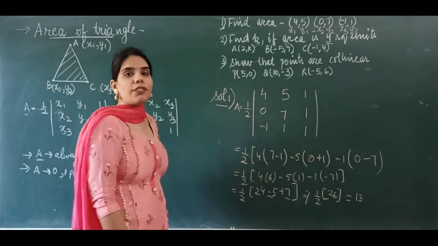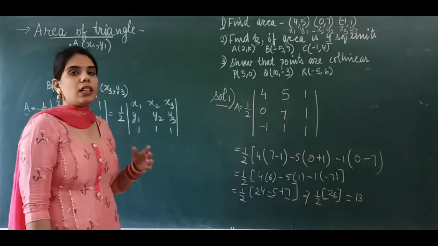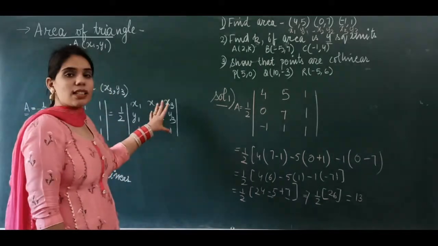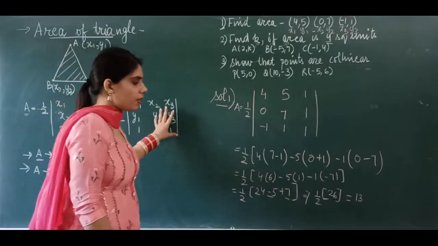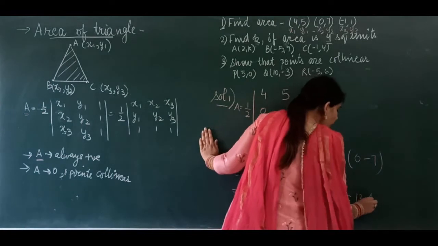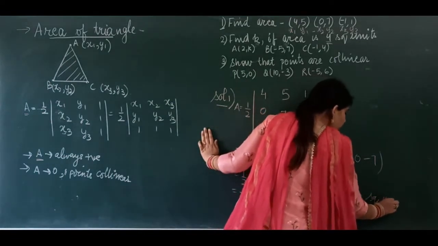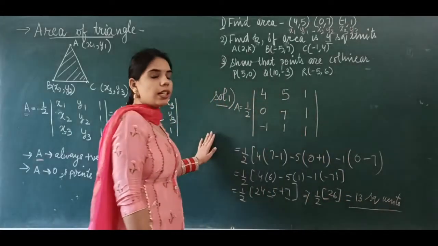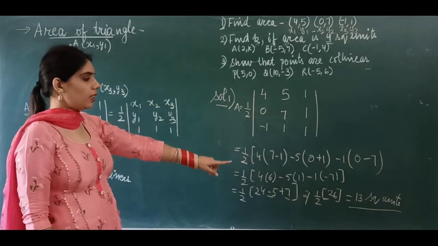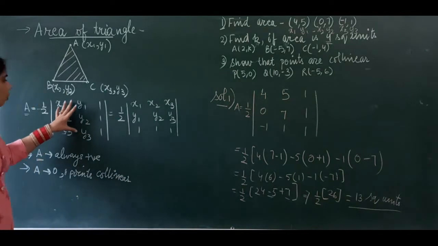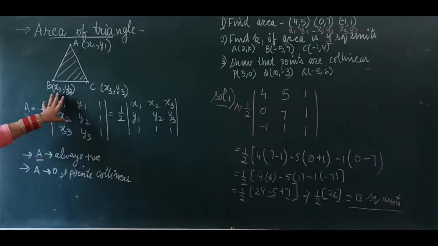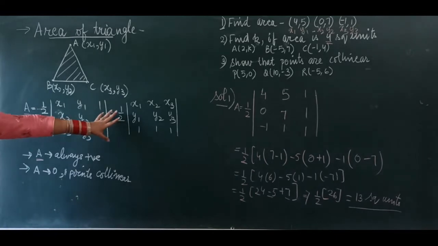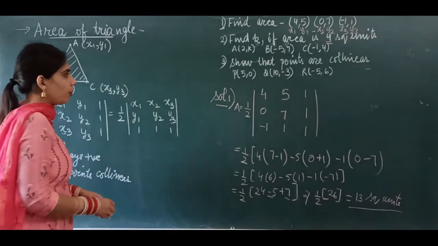We know that if we are finding the area, it can be in meter square, centimeter square, millimeter square. As units are not given here, we simply write square units. So the answer will be 13 square units. I have used this type of determinant in finding the area of the triangle. You can also use this pattern.